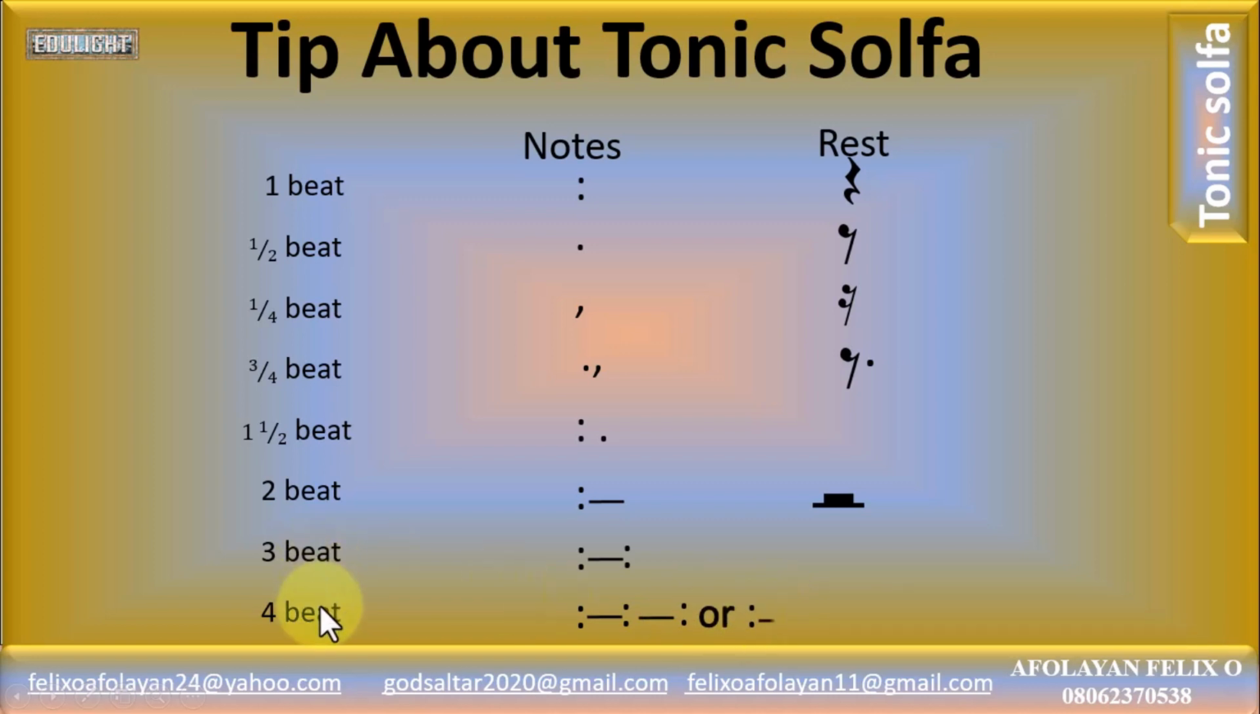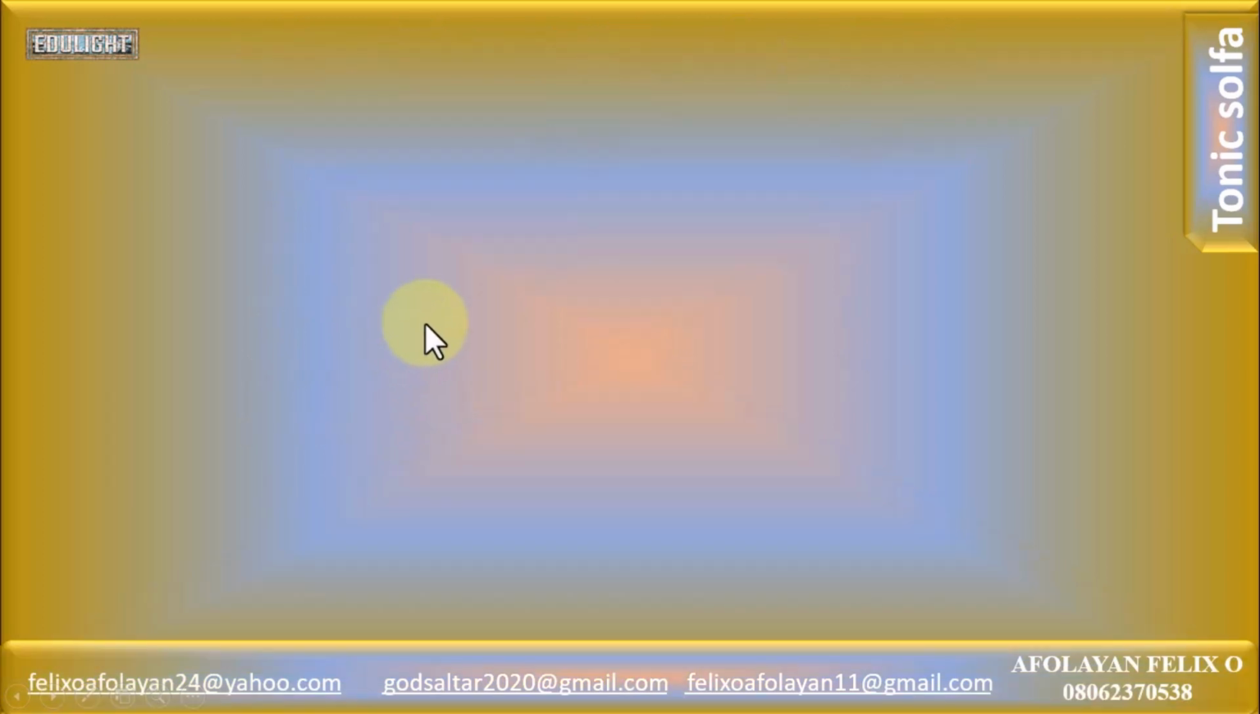So what determines it is the time signature. We determine the kind of beat. This is irrespective of the note. The time signature will determine the number of beats in each bar. So, these are how to indicate the duration of your solfa note.